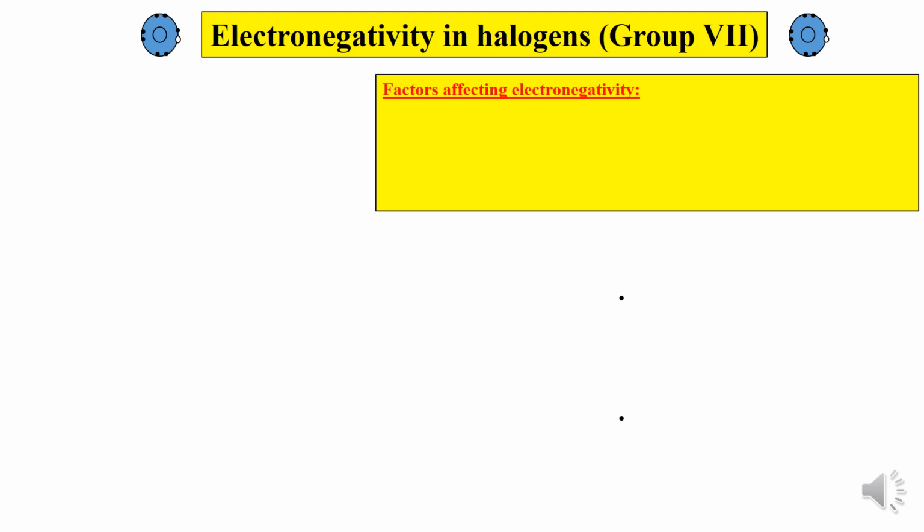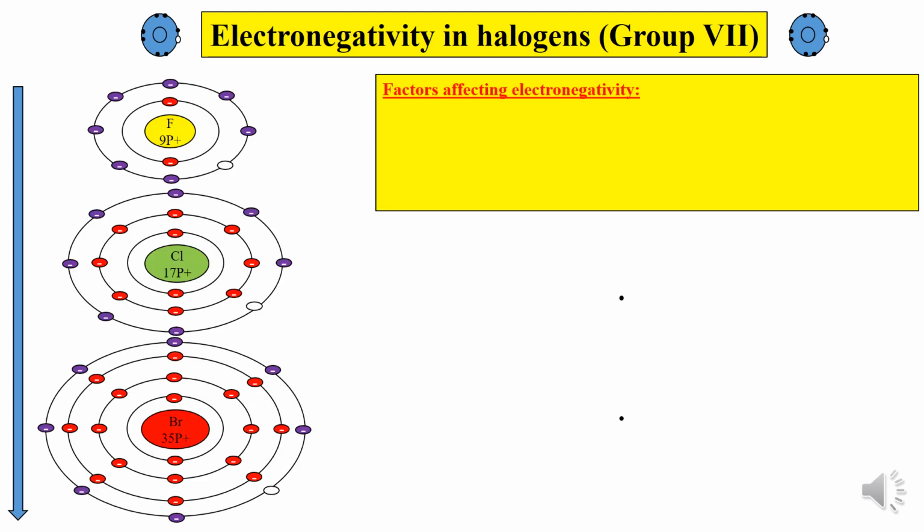Let me walk you through the factors affecting electronegativity in case of group 7 elements. So as you go down the halogen group, that is group 7, you will find the electronegativity value also decreases. So why does the electronegativity value decrease as you go down the 7th group or the halogen group? So there are some factors which govern or dictate the electronegativity in the 7th group.